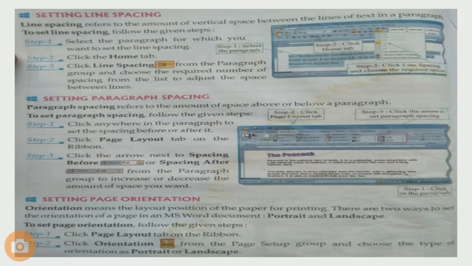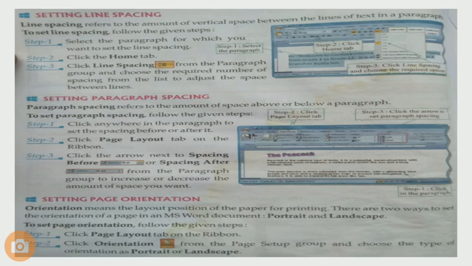Then, setting line spacing. Line spacing refers to the amount of vertical space between the lines of text in a paragraph. To set line spacing, follow the given steps. Line spacing means the gap, the difference between the two lines. म्हणजे एखाद्या पॅराग्राफमध्ये दोन ओळीमध्ये जे काही अंतर दिलं असते त्याला म्हणतात लाईन स्पेसिंग.